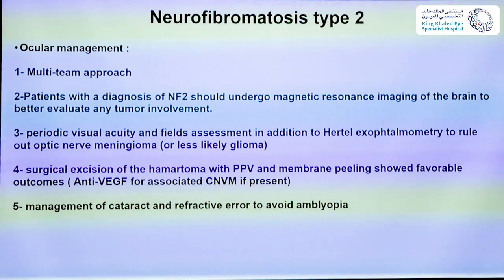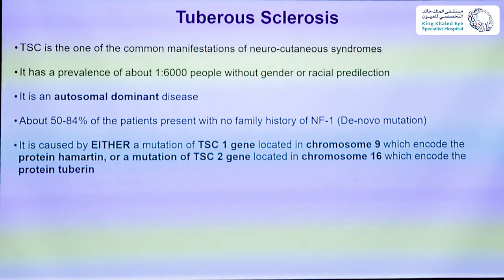Anti-VEGF was tried for associated CMVM if there was any CMVM developed because of the combined hamartoma, and it showed favorable prognosis. And also management of cataract and refractive error, as we said, because it's early and we want to avoid amblyopia in children.